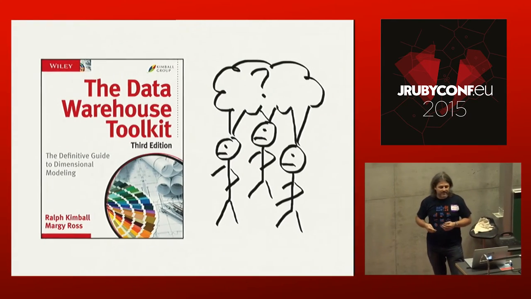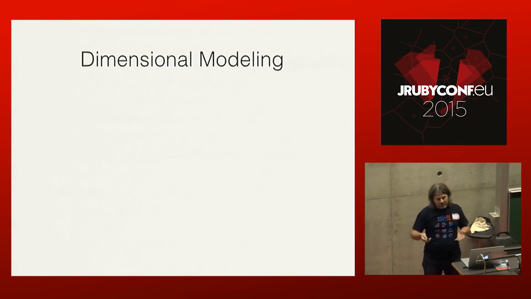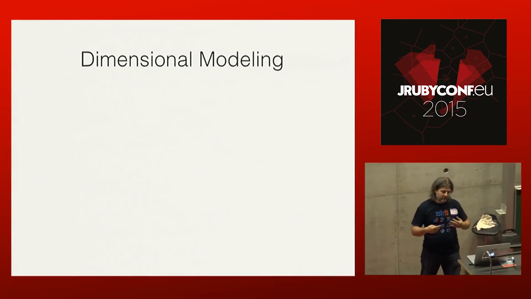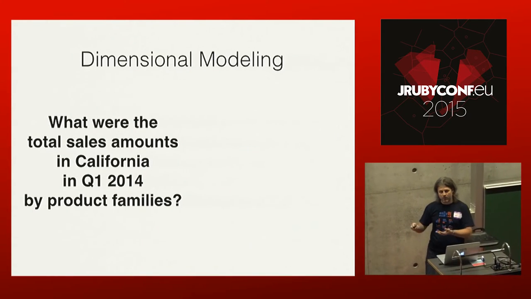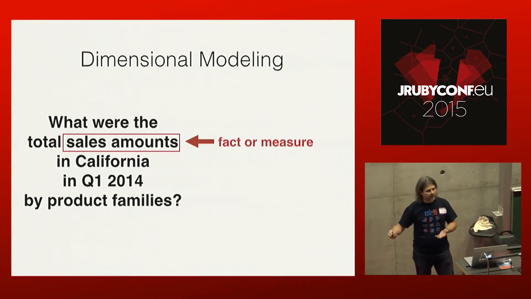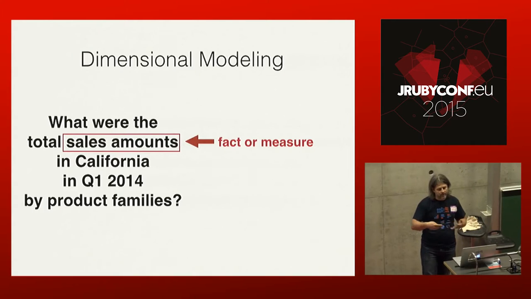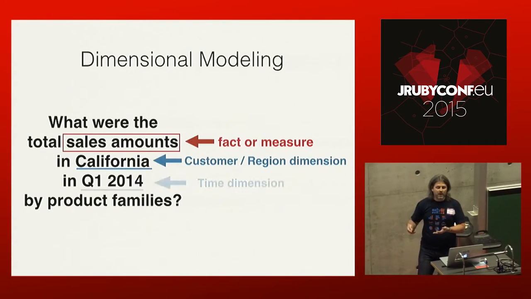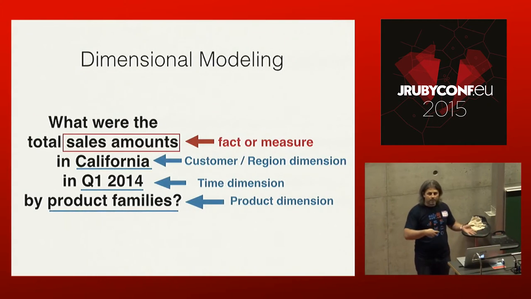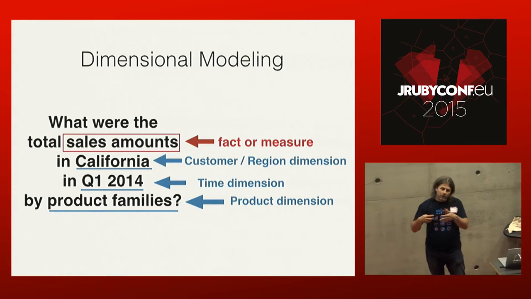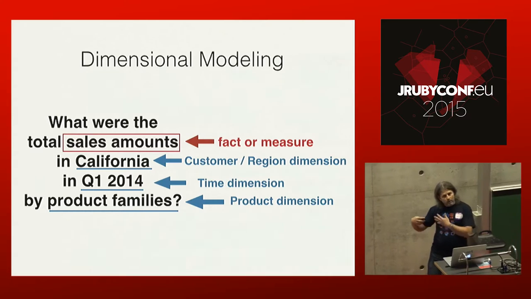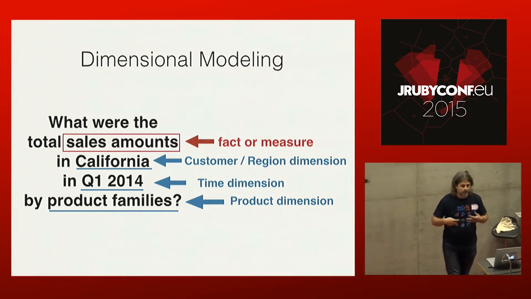So what is this dimensional modeling? When we look at the analytical questions that our business users ask, we try to identify the data model out of them. Typically in these questions we have some facts or measures we might analyze, like sales amount or quantity, and we want to analyze these measures by some dimensions, like by customers or regions, by time, by products. We should use these dimensions and measures when we are building our data structures and data queries.